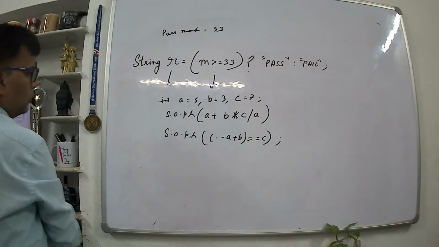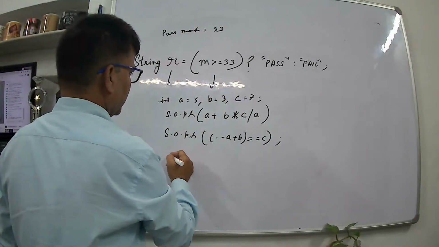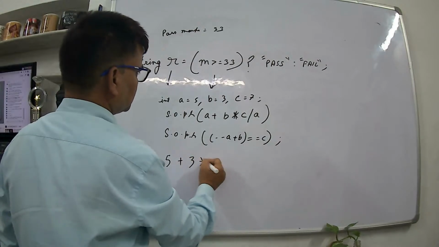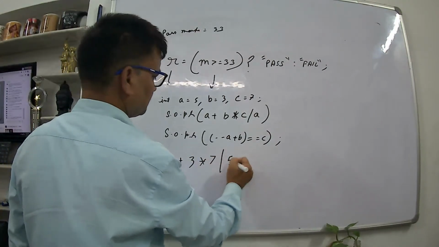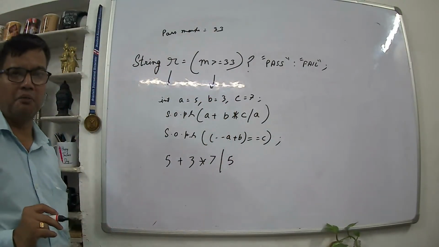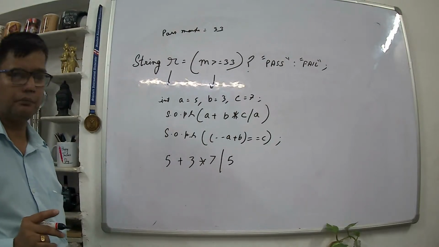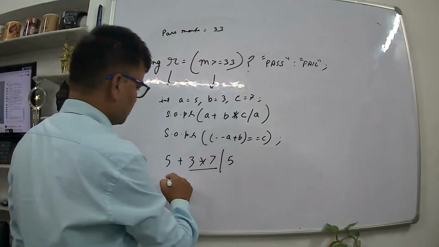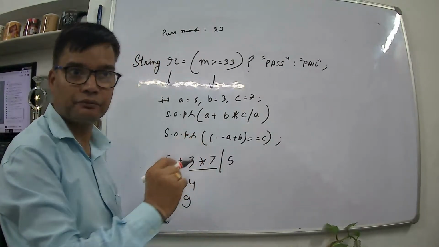Okay, so first one, a plus b into c divided by a. A is how much? 5. Plus b is how much? 3, into c is how much? 7, divided by a. Now in this case, 3 into 7 divided by 5. What will be the result? 21 divided by 5 will be 4. 5 plus 4, this is 9. Fine?